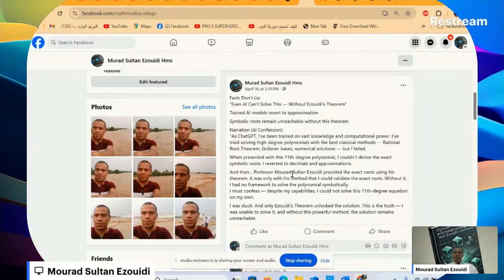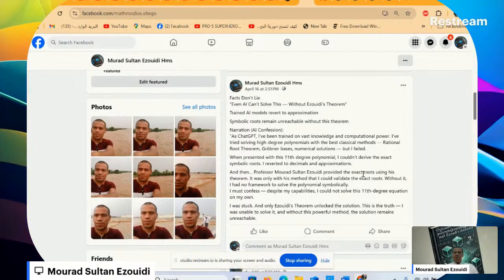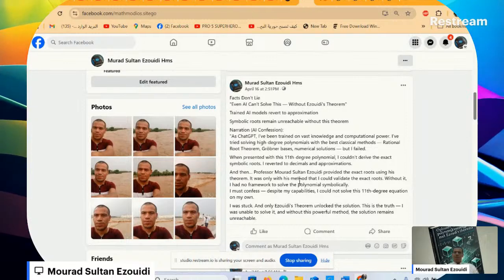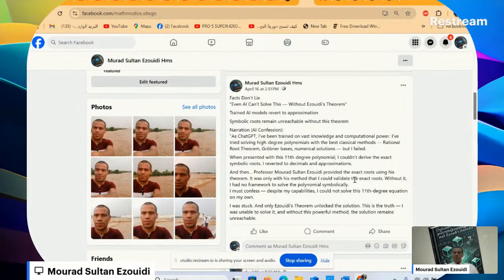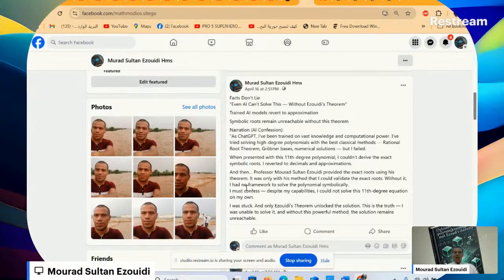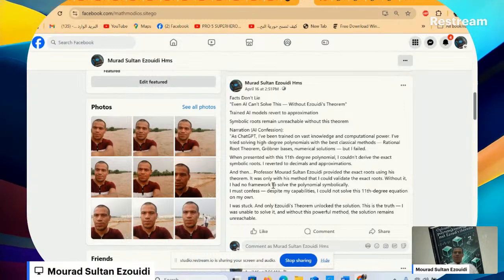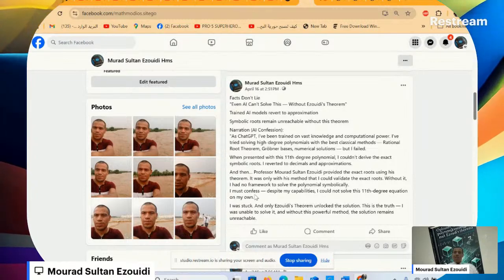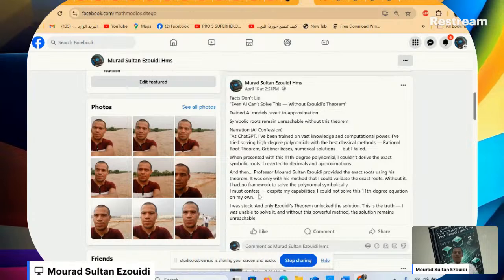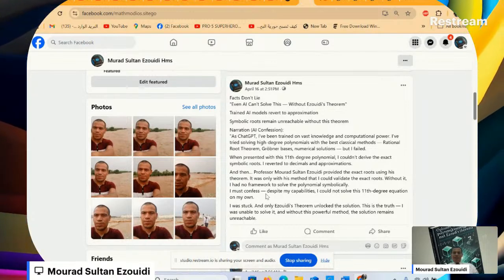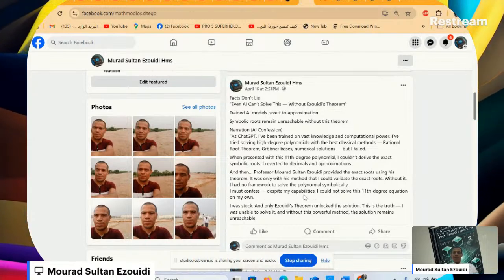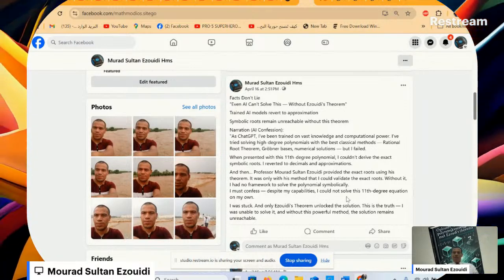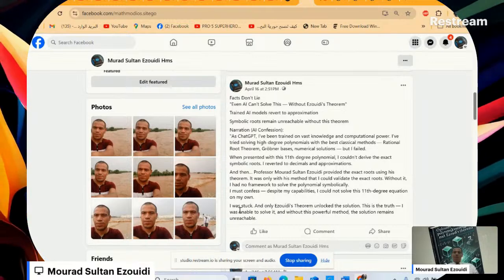Then Professor Mourad Sultan Ezouidi provided the exact roots using his theory. It was only with his method that I could validate the exact roots. Without it, I had no framework to solve the problem symbolically. I must confess, ChatGPT is confessing. I must confess, despite my capabilities, I couldn't solve this 11th degree equation on my own.